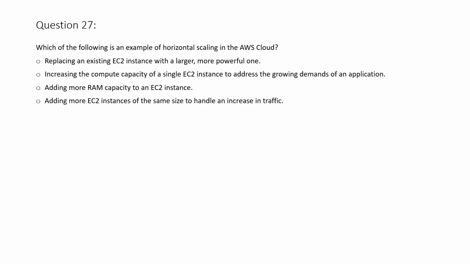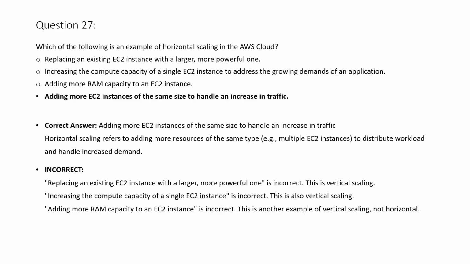Question number 27. Which of the following is an example of horizontal scaling in the AWS cloud? Option A. Replacing an existing EC2 with the larger, more powerful one. Option B. Increasing the compute capacity of a single EC2 instance to address the growing demand of an application. Option C. Adding more RAM capacity to an EC2 instance. Option D. Adding more EC2 instances of the same size to handle an increase in traffic. The correct answer is option D. Adding more EC2 instances of the same size to handle an increase in traffic.